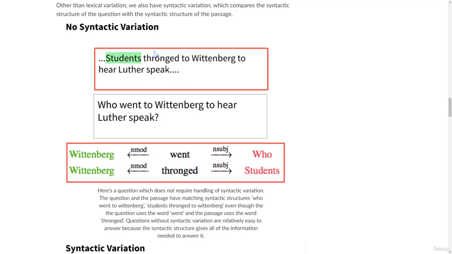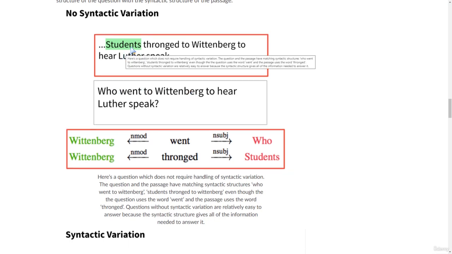Now there's also this category of questions with no syntactic variation, which are easier for the models to predict correctly. Here we have the context: students trekked to Wittenberg to hear Luther speak. The question is, who went to Wittenberg to hear Luther speak? We see that the question and the passage have matching syntactic structures. That is, who went to Wittenberg, like here, while in the context we have students trekked to Wittenberg. So it's quite easy for the model to respond correctly and give the answer students.